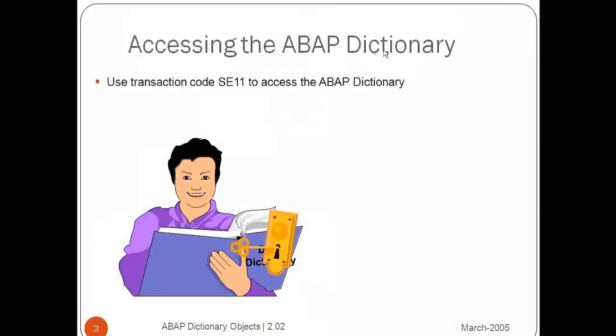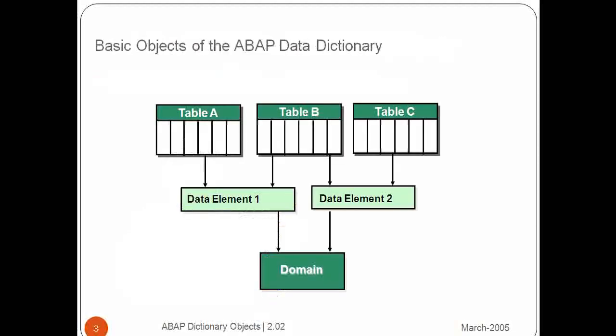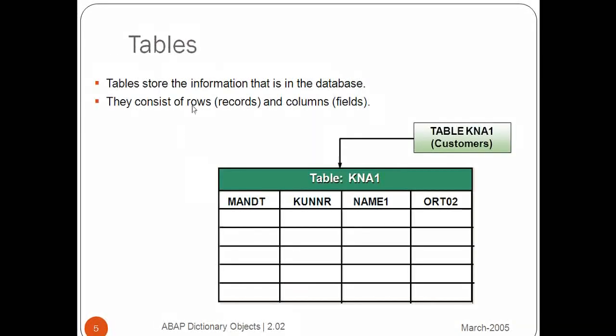So the transactions are SE11, SE12, SE16, SE16N. Various kinds of transactions are there. Basic objects of the data dictionary: data element, domain. This is the pictorial representation. What could be a table? KNA1 is the customer master table. It could be in a tabular format like this.